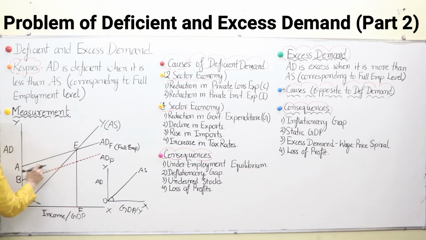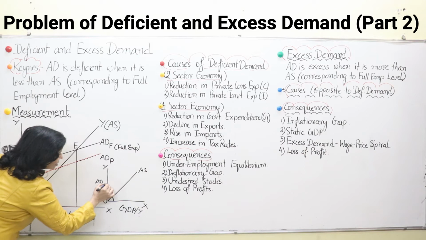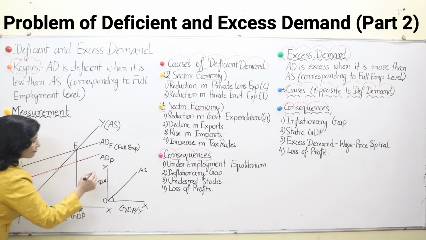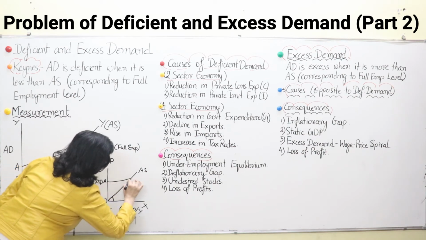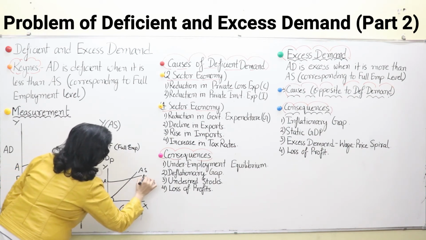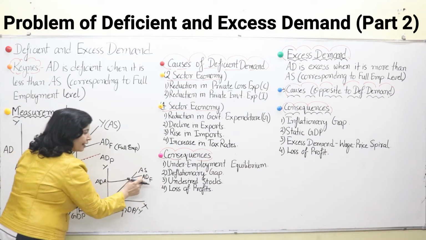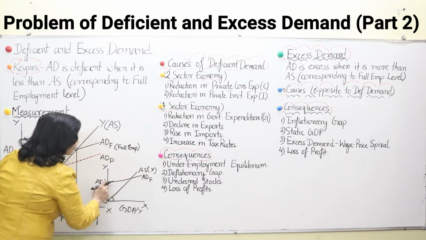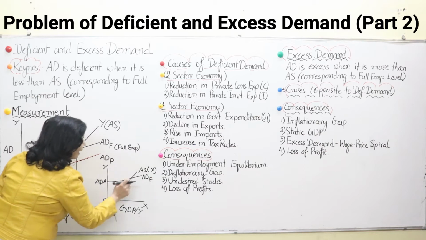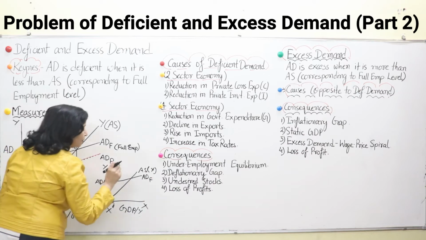OF. So we will draw it here. Take some point A over here. From this point A, draw a line like this. This is the curve ADF. AD stands for aggregate demand, AS for aggregate supply. This is the income curve also, so the aggregate supply curve too. ADF is aggregate demand at the full employment level, where all the resources are utilized.